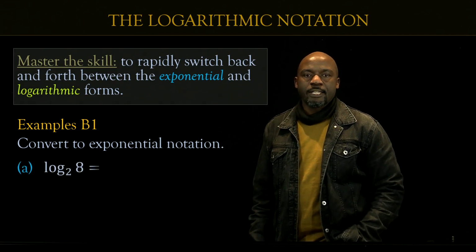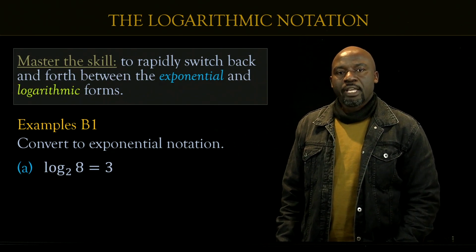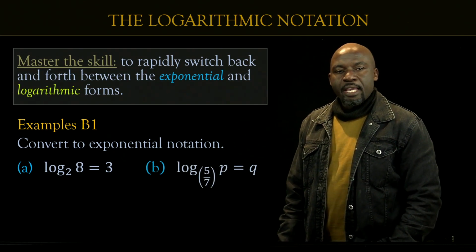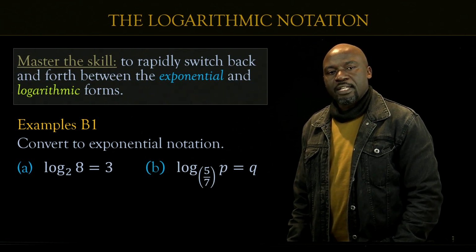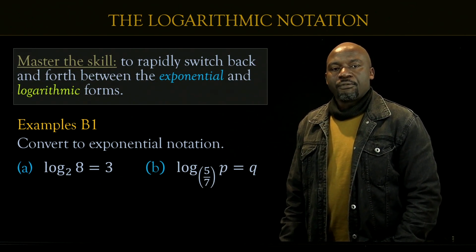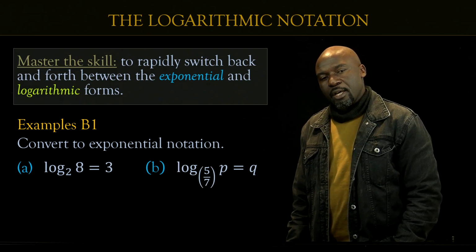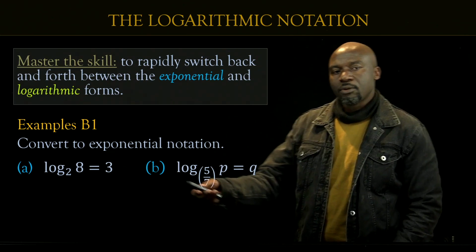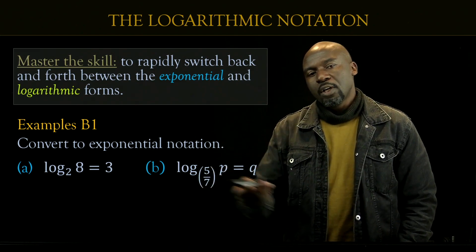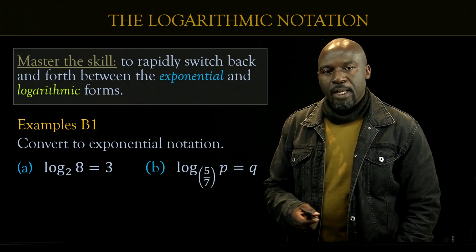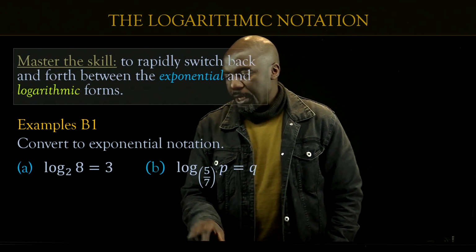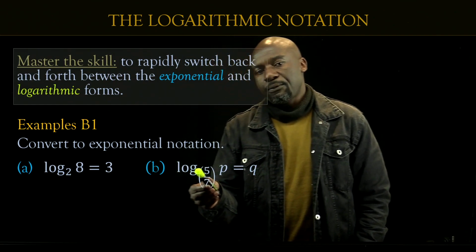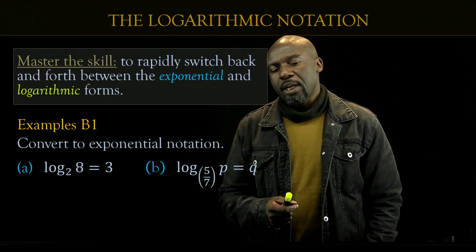So the first one is there. Log to base 2 of 8 is 3. The second one is log to base 5/7 of p equals q. So the base there is 5/7. Okay, so the base is always written below, just after log, like that. So you want to remember that the 2 is the base, right? The 5/7 is the base.